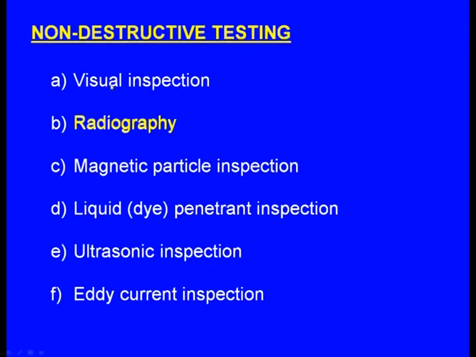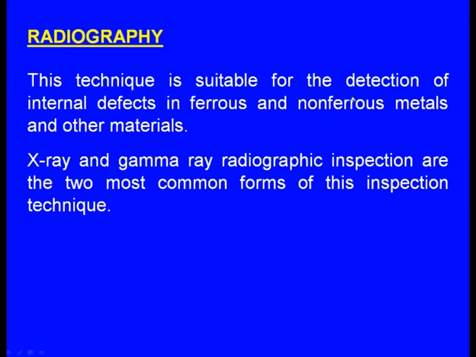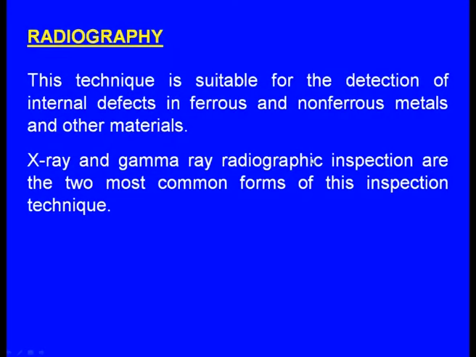So, in the non-destructive testing, we have completed the visual inspection. Now, let us see the radiography. This technique is suitable for the detection of internal defects in ferrous and non-ferrous metals and other materials. X-ray and gamma ray radiographic inspection are the two most common forms of this inspection technique. So, in this radiography, we use the X-ray and gamma rays for the examination of the materials.